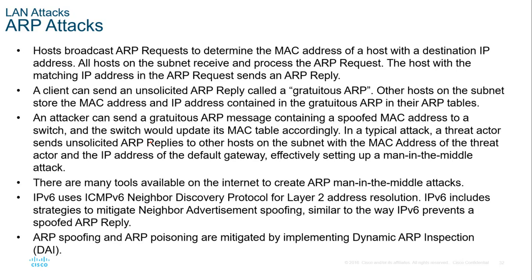IPv6 uses ICMP version 6 neighbor discovery protocol for layer 2 address resolution. IPv6 includes strategies to mitigate neighbor advertisement spoofing, similar to the way IPv4 prevents spoofed ARP replies.